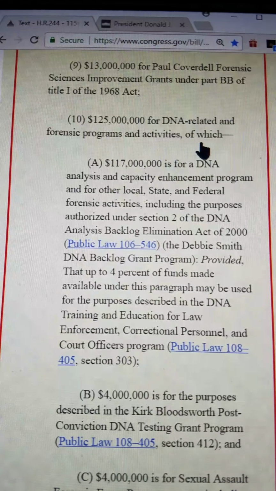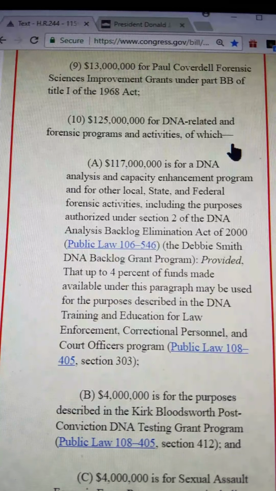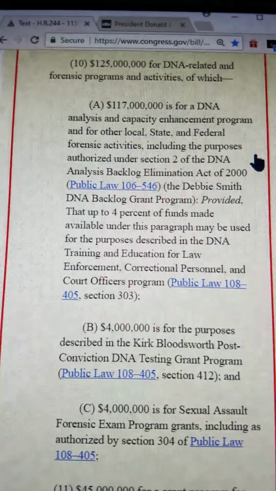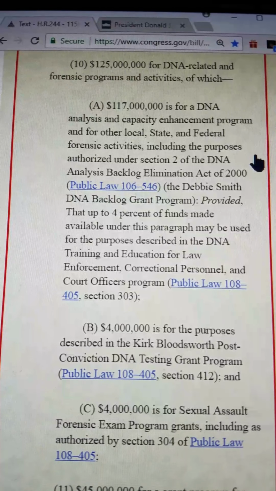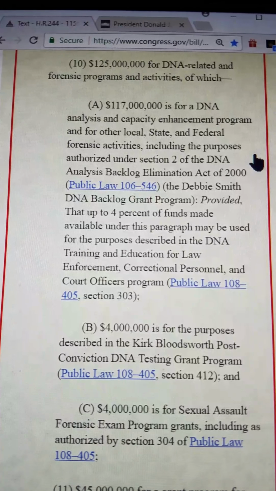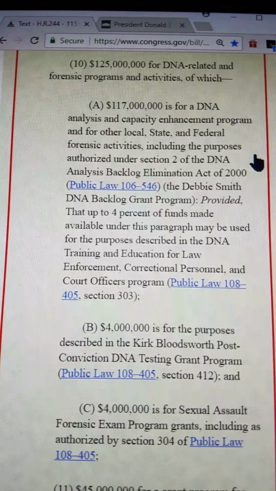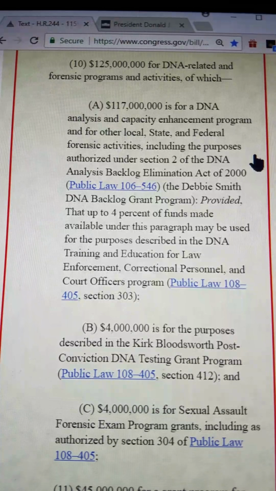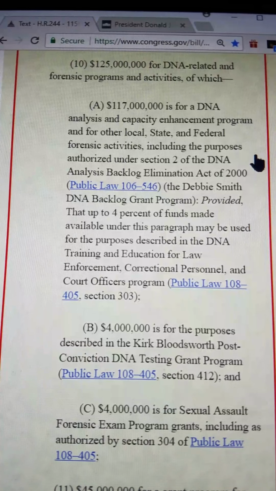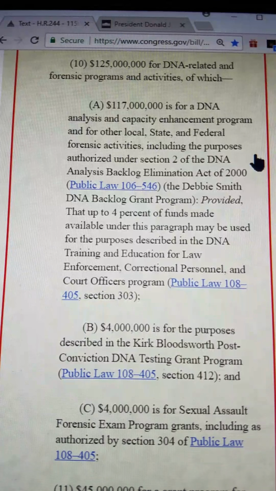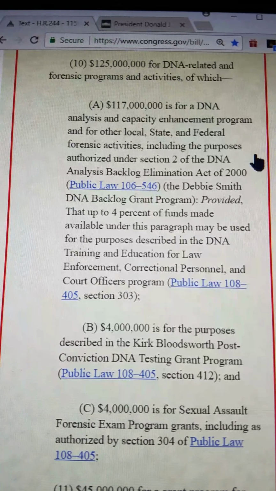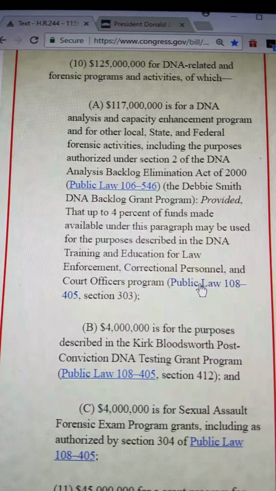$125 million for DNA-related and forensic programs and activities, of which $117 million is for a DNA analysis and capacity enhancement program and for other local, state, and federal forensic activities, including the purposes authorized under Section 2 of the DNA Analysis Backlog Elimination Act of 2000, the Debbie Smith DNA Backlog Grant Program, provided that up to 4% of funds made available under this paragraph may be used for the purposes described in the DNA Training and Education for Law Enforcement, Correctional Personnel, and Court Officers program under Public Law 108.